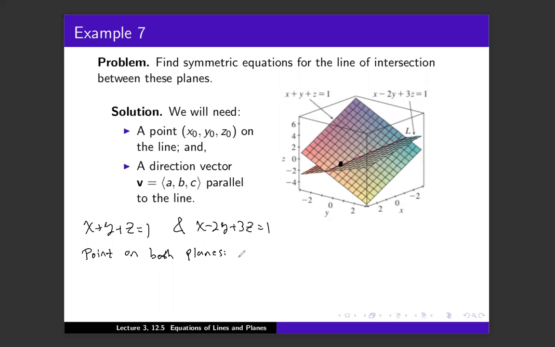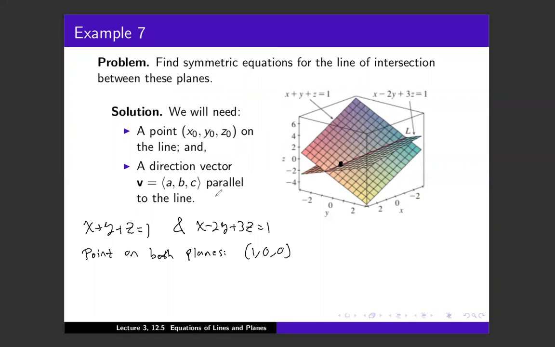Well, an answer anyways. A point on both planes, here's 1, 0, 0. That's on both planes. Plug in 1, 0, 0 for x, y, and z. It's going to satisfy both equations. So yeah, that's a point on both planes. What about the direction vector? That is a little bit trickier. But let's think about that for a second.